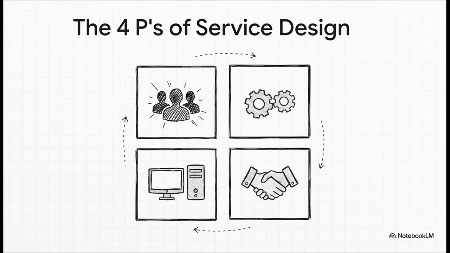So any good blueprint has to account for these four fundamental elements. We call them the 4 Ps: the people, the processes, the products, and the partners. This holistic view is what makes it so powerful. It forces you to think beyond just the software and consider, who is actually going to run this thing, how are they going to manage it, and which outside companies are we depending on.